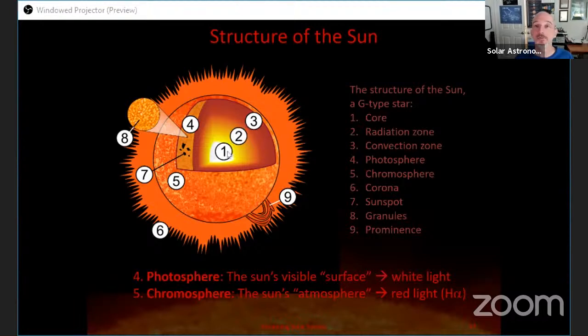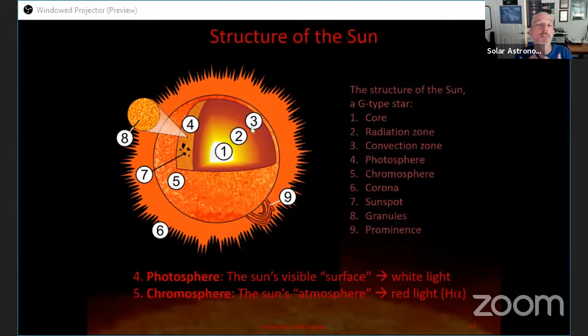So energy, photons take thousands to millions of years to get through this radiation zone because they can't just take a straight shot. They end up taking a drunken walk, like a pinball, right? They keep bumping into things and they keep bumping around until they finally just by sheer luck make it through this layer.